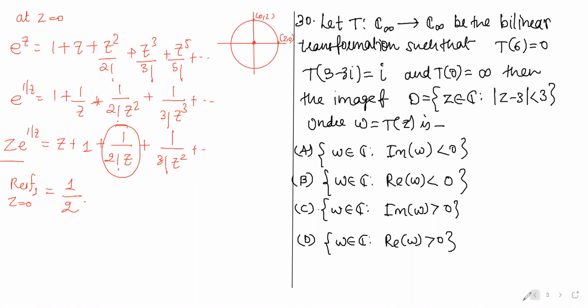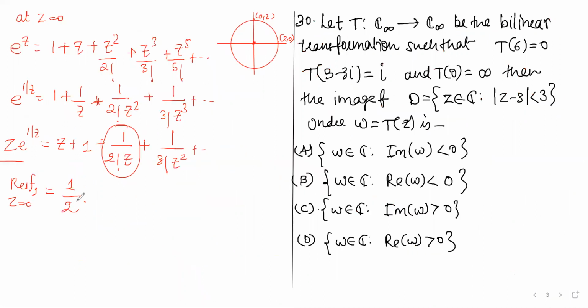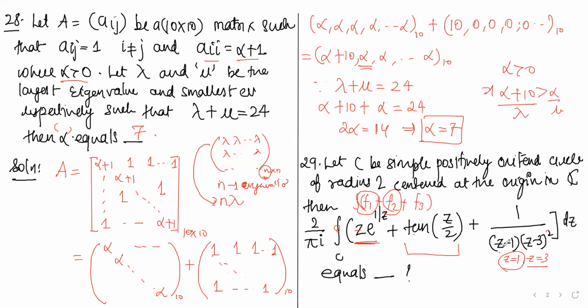And now I need the residue of this function at z equals 1, because this one is analytic. You consider this function to be the sum of three functions, f1, f2, and f3. Clearly f2 is analytic, so its integration will be 0. I'm worried about f1, but the integration of f1 is solved by the residue theorem. I got 1 by 2, which I'll use later, not now. For this other function, there is a problem at z equal to 1, so I'll find the residue.